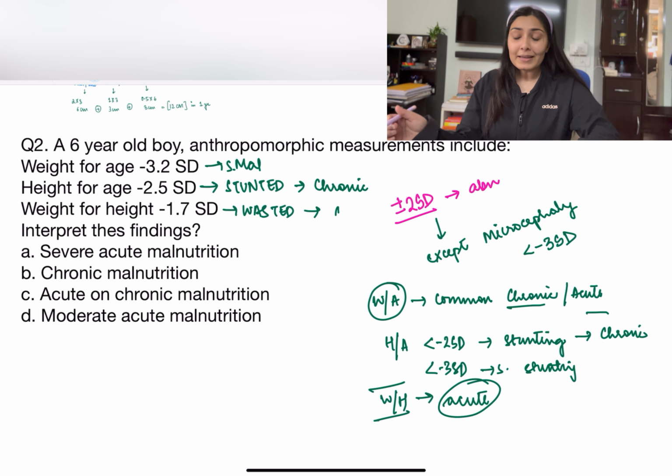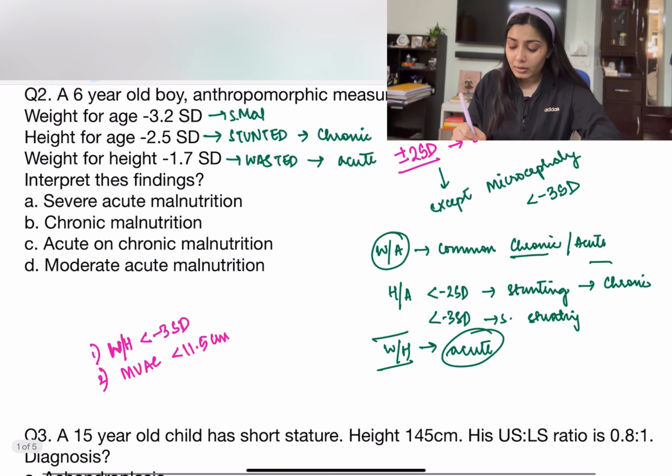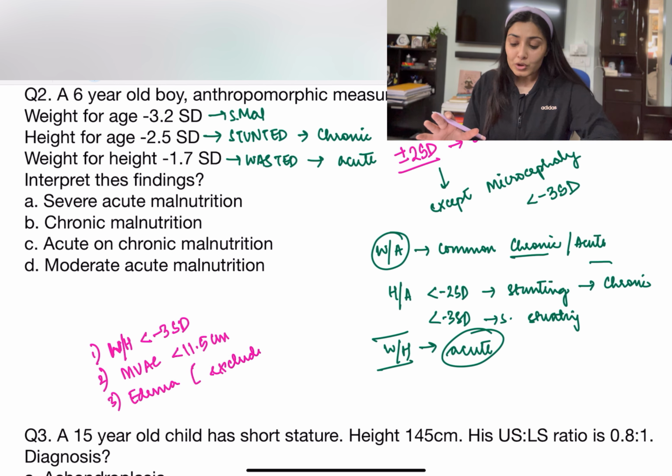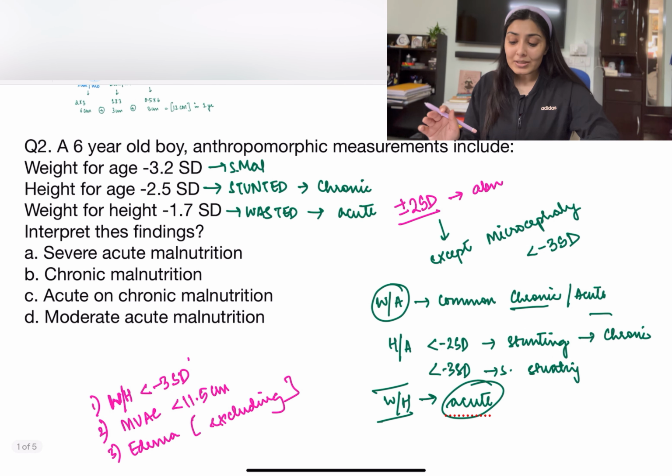So according to these findings, how do we define severe acute malnutrition? Severe acute malnutrition is defined as any one of the following: weight for height less than -3 standard deviation; second, MUAC less than 11.5 centimeter; and third, symmetrical edema, nutritional edema, without excluding other causes. We want any one thing out of these. So here, does it satisfy this criteria, weight for height less than -3 standard deviation, or not?